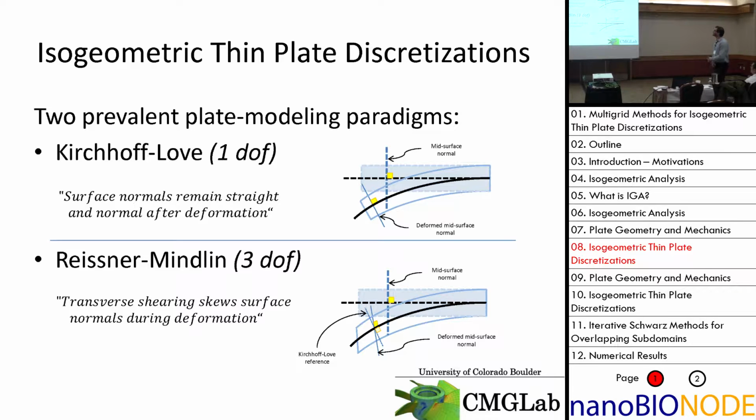So these two prevalent plate modeling paradigms are Kirchhoff-Love and Reissner-Mindlin, which I mentioned earlier. So at the end of the day, what Kirchhoff-Love says is when you deform this, if it's a thin enough plate, the surface normals that we've defined before will not skew at all. And again, this only works if we have a very thin plate, because what's really happening is we get this shearing effect through the thickness, which causes layers through the thickness to kind of slide past each other.